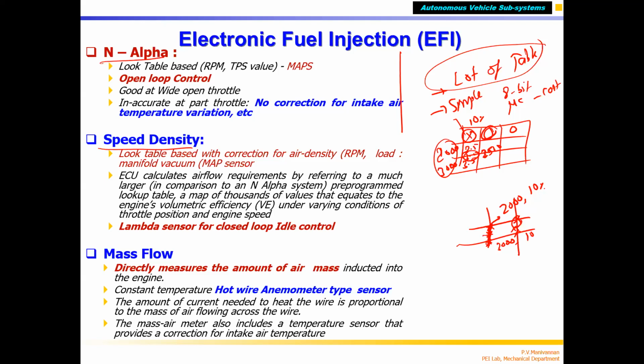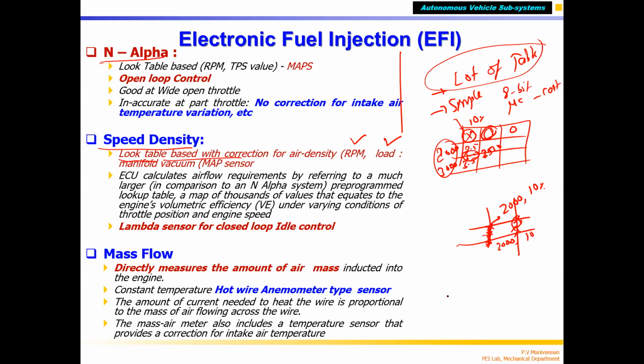The speed density method is lookup table based, with correction. Additionally, apart from speed, you have to measure air. You measure engine load also. The amount of fuel to be sent inside depends upon the mass of the air, and the mass of the air depends upon load. How much air is sucked in depends on load also.